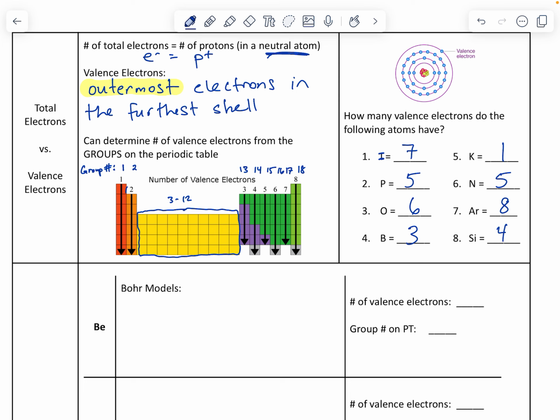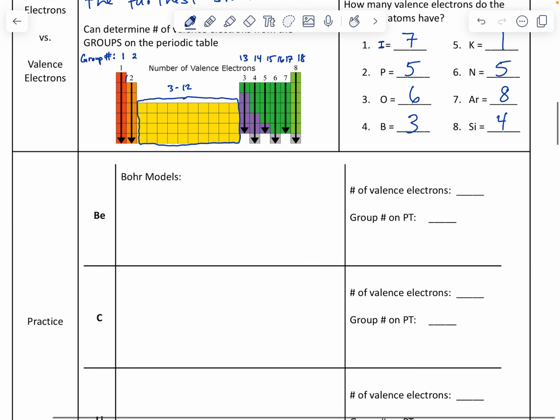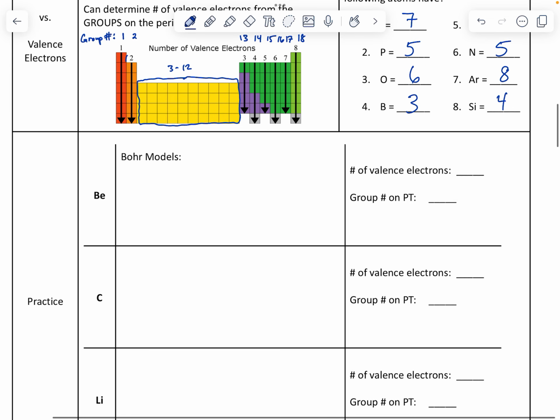And silicon has 4. So when we're dealing with drawing these models out, you're going to be given a mass, because I like us to note how many neutrons we also have inside of our nucleus with our protons.